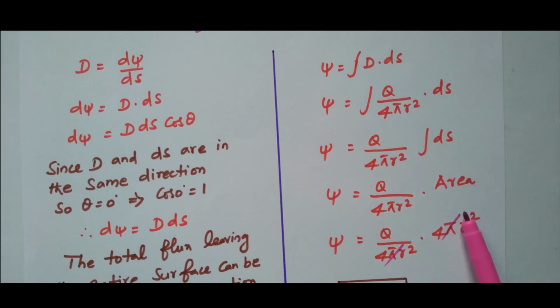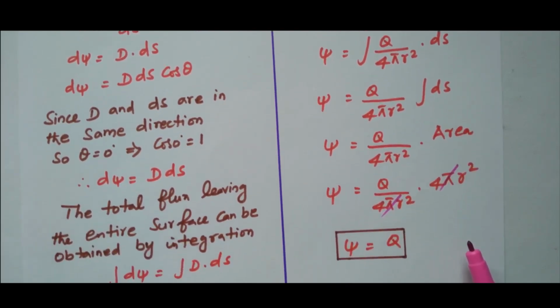S is nothing but surface area. Right. What is the surface area? If any charge, we assume that it is spherical. So it is 4 pi r square. For simplification purpose, we consider 4 pi r square. So this 4 pi r square got cancelled. Finally, what we got? Psi equal to Q. The flux coming out of a charged body is equal to the amount of charge enclosed. So after simplification, we got that the flux is equal to charge.